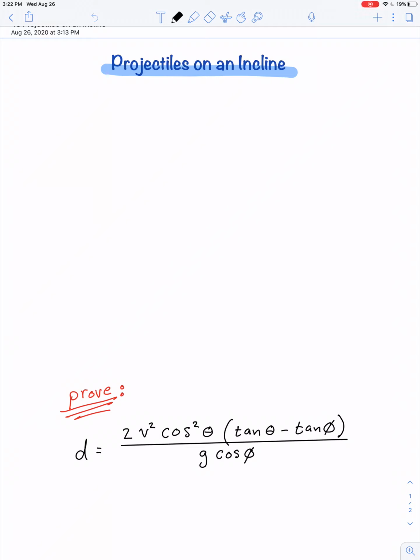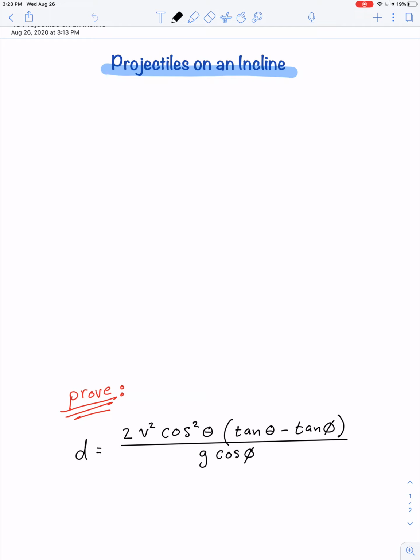To wrap up this section on projectile motion, before we get into uniform circular motion and a study of relative velocity, to wrap up projectile motion, I want to present you with a challenge problem. And this one's going to take a little effort on your part, but I think you can pull it off.